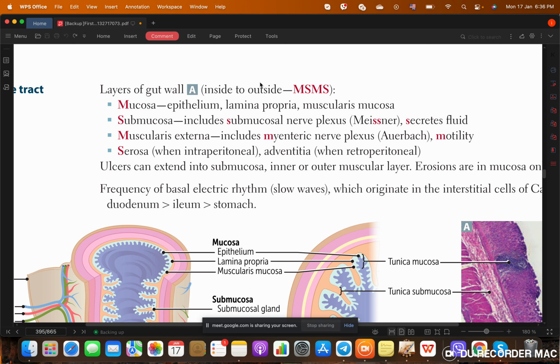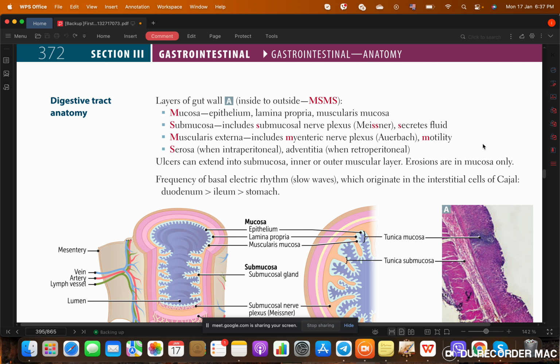Before I move forward, I need to go back and tell you about two things that you must get from this concept. First of all, the submucosa and the muscularis externa. The submucosa, SSS, secretes, and it has the submucosal plexus. And if we speak about the muscularis externa, myenteric plexus for motility.